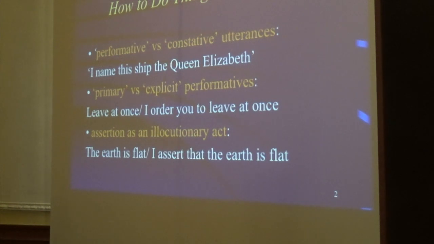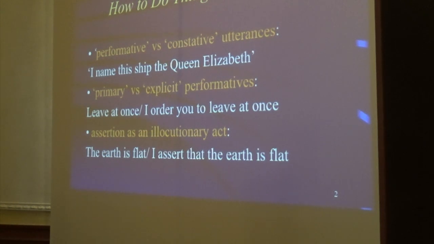Anyway, there was this discovery that something very special happens in the case of performative utterances. Here it seems that speech is used to do things, it's not just a matter of saying things. And then there were different extensions. There are two major extensions of the idea.